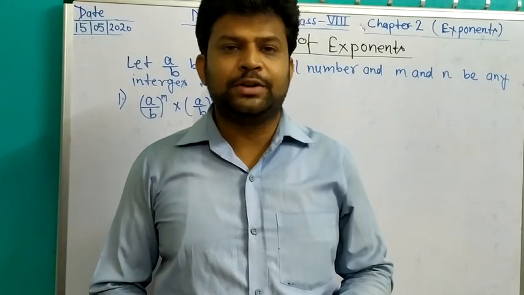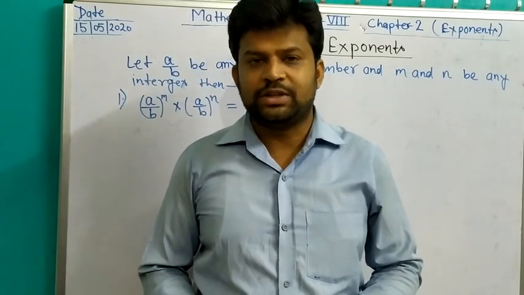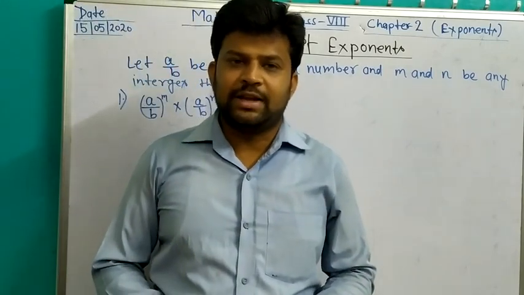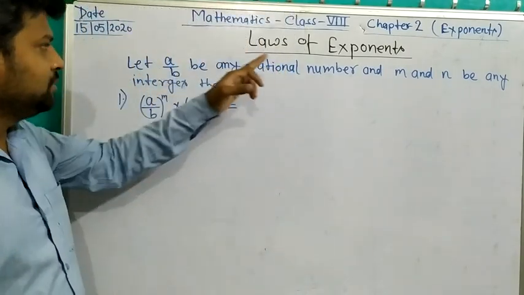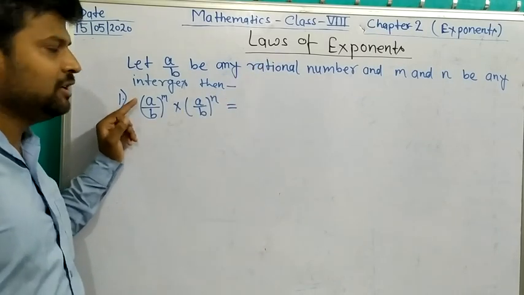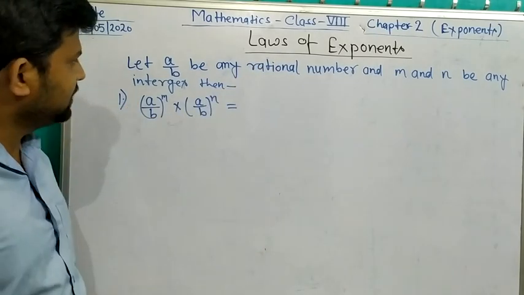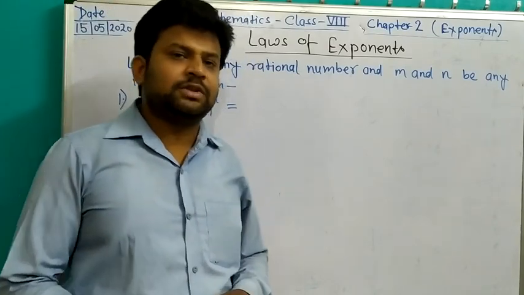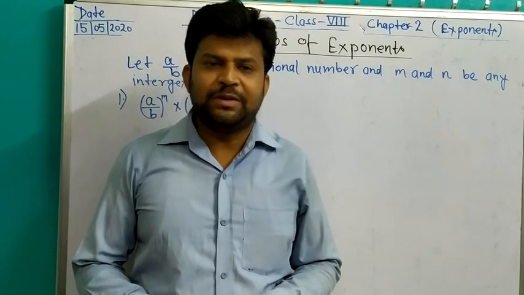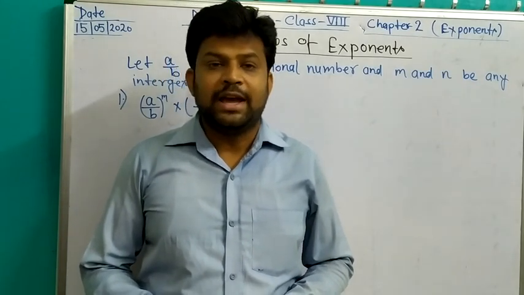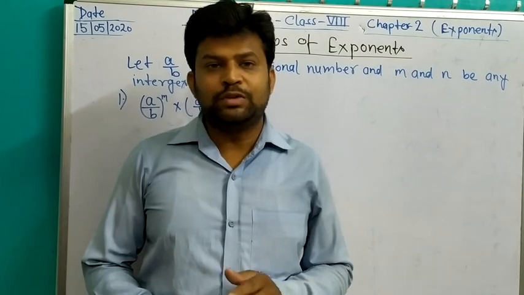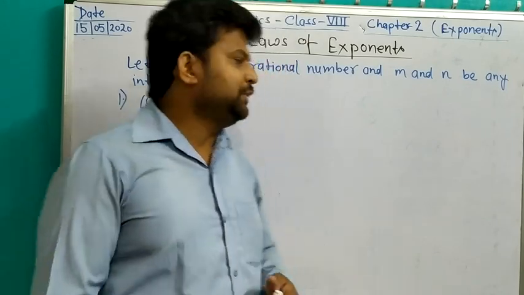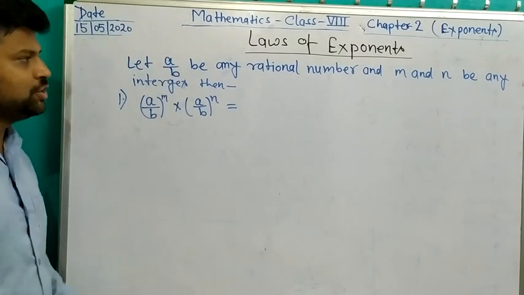Today I am going to start your chapter 2, which is exponents. In exponents, we see exponents related to rational numbers and the laws of exponents. It means there are many laws of exponents which are related to rational numbers. And what is a rational number? A number which can be written in the form of p by q, where q is not equal to 0 and p and q both are integers, is known as a rational number. Then we are going to see the laws of exponents with rational numbers.